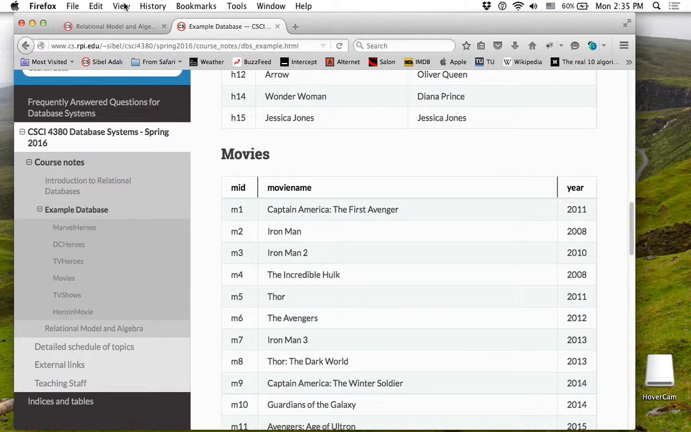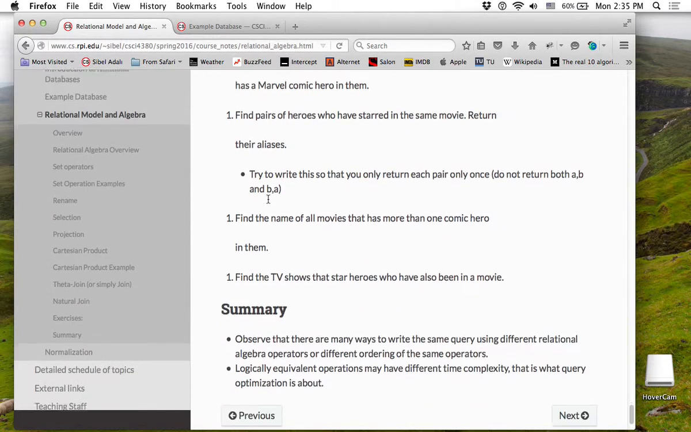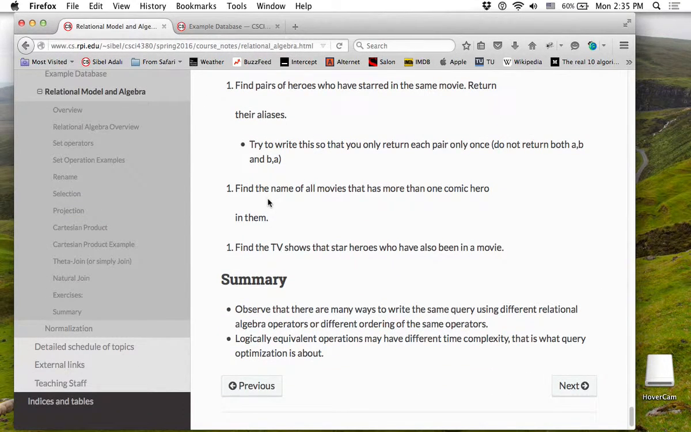All right, I want to do one more, and then we will do the quiz. So, find pairs of heroes who star in the same movie. You can return their names, but I'm just going to return their IDs, so that you can think about this. Okay? So think of this for one second.